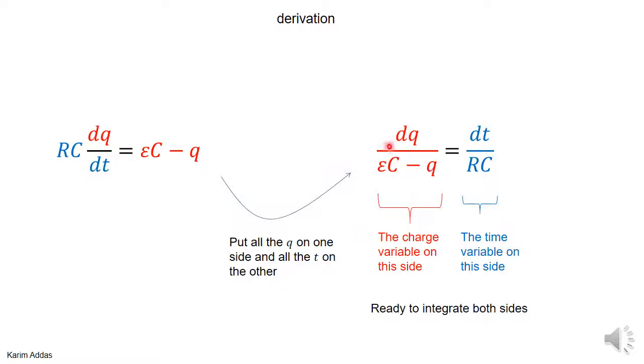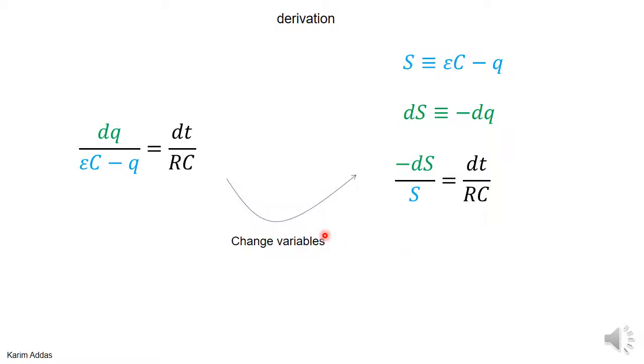So why is this important to put it in this way? Because the next step, you can then integrate both sides, and then you'll be able to find q as a function of time. Before we integrate, let's just make a simple change of variables. Instead of having epsilon times C minus q, we can just call this a new variable s. That means when you take the differential of s, ds, it's minus dq. Now I can remove this dq and write instead of it minus ds. And I can remove this and replace it by s.